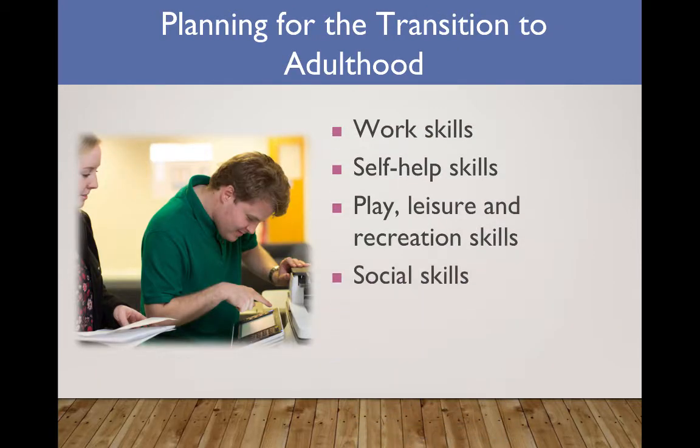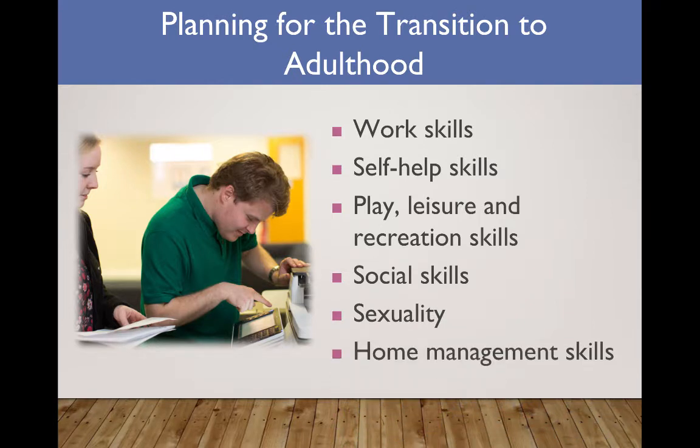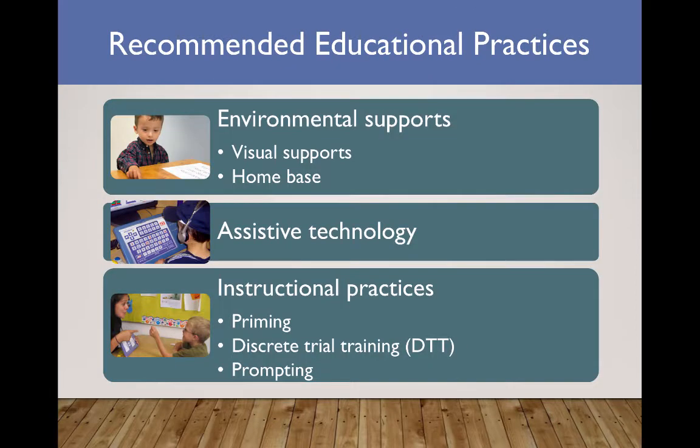When we're talking about the older child with autism, we're focusing on work. So work or college after high school. Self-help skills. Many of these children are going to need help with budgeting and shopping. Play and leisure and recreation. We all need those things. Social skills, sexuality, and how to run their household.